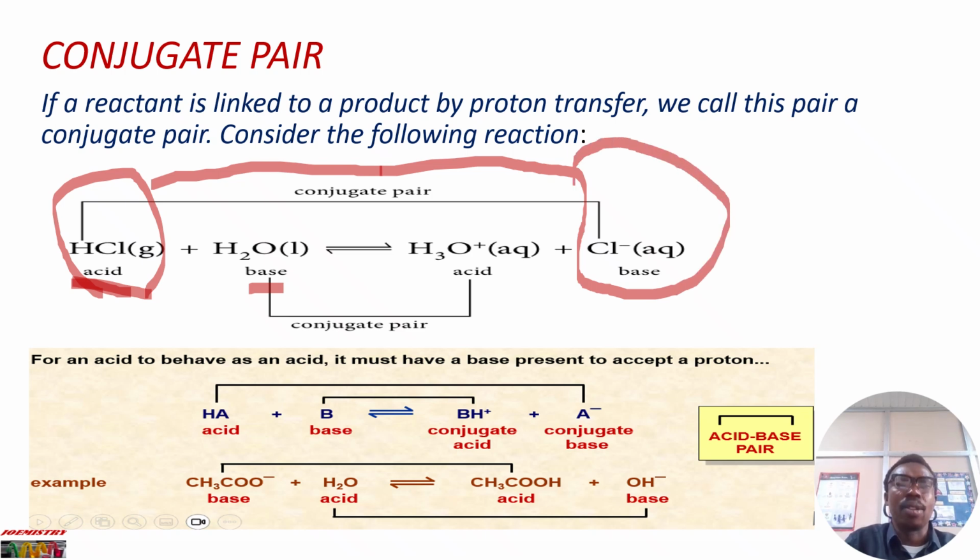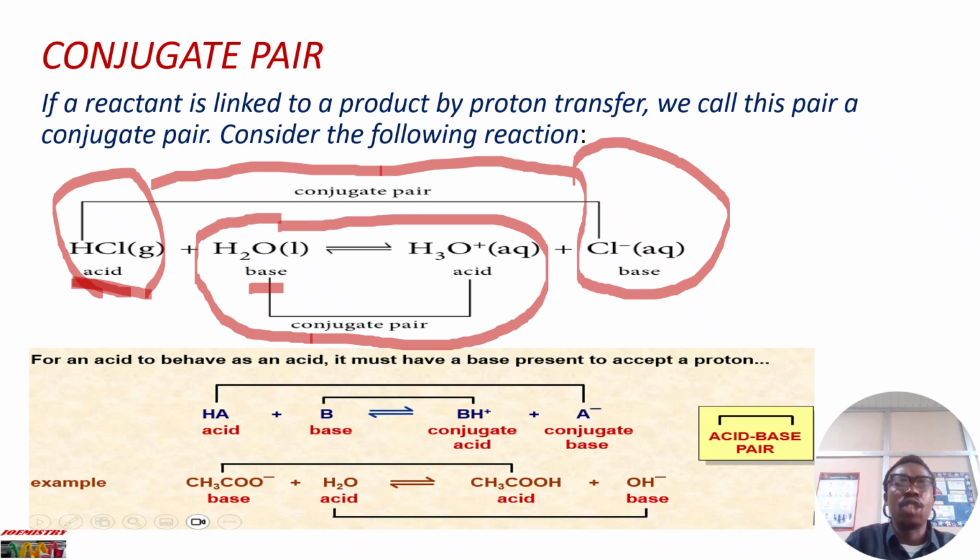This hydrochloric acid and the chloride ion are a conjugate pair. That's what we call a conjugate pair: the reactant is connected to a product by proton transfer. Now, if you look at the water here and the hydroxonium ion, they are a conjugate pair because they are linked to each other by a proton transfer, by the transfer of hydrogen ion. If this one transfers a hydrogen ion, you get the base, which is water.